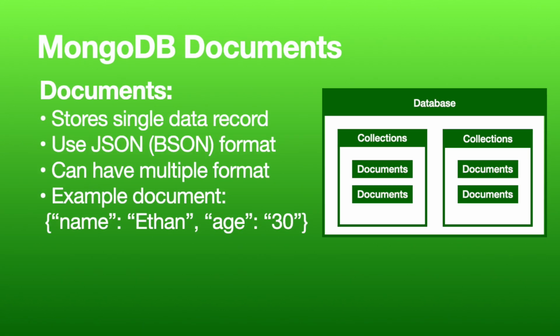MongoDB documents represent a single data record within a collection. They are stored in a JSON-like format called BSON, binary JSON, which allows for efficient storage and retrieval. One of the key advantages is that documents can have varying structures, meaning not all documents need the same fields. For example, a document can look like this: a user with the name Ethan and age 30.